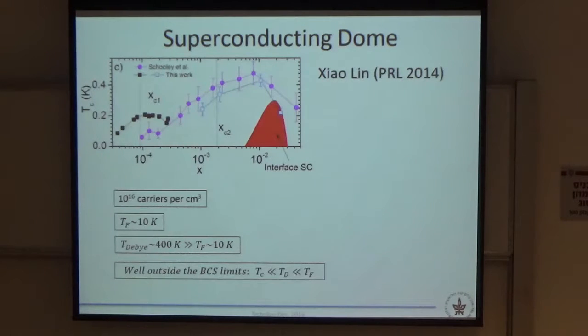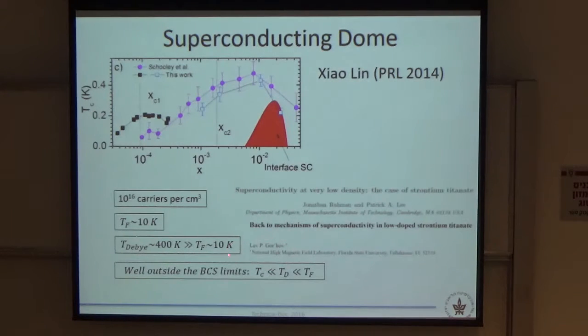And so this is well outside the BCS limit, where the Debye temperature should be lower than the Fermi temperature, and Tc should be lower than both. So here we have a low Tc because it's 0.4 K, but the Debye temperature is much greater than the Fermi temperature. Okay, so there have been a few studies about that. For example, this is Ruchman and Patrick Lee, and they suggested some coupling to some polarization mode. And then they were rebutted by Gorkov because they didn't make their own theories. But basically, there are a few other suggestions about what is going on here.